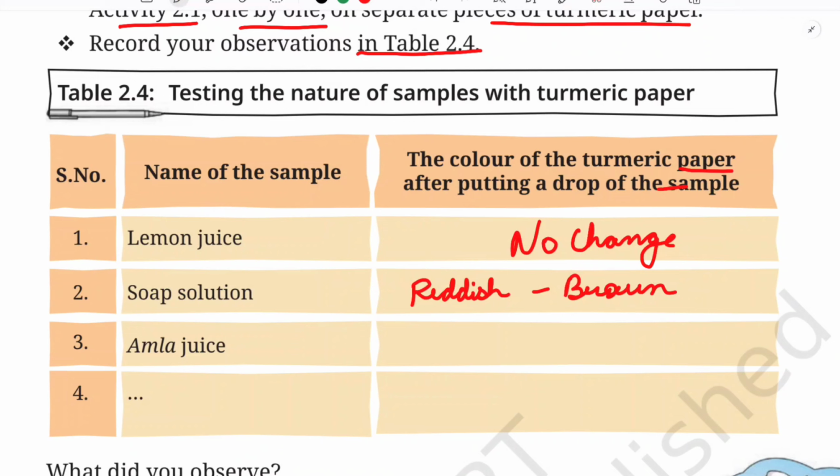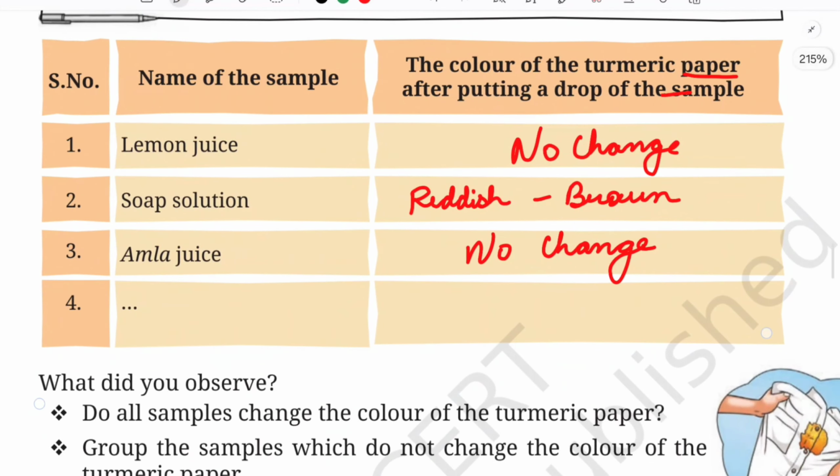substance. Again, amla juice, same thing, no change. Amla juice is acidic in nature, isn't it? So the substances which are acidic in nature will not show any change on this turmeric paper. So what does it prove? It proves that turmeric paper reacts only with bases. So it doesn't show whether a substance is acidic or neutral, as in the case of blue litmus paper and red litmus paper. Okay, so I hope you have got it.